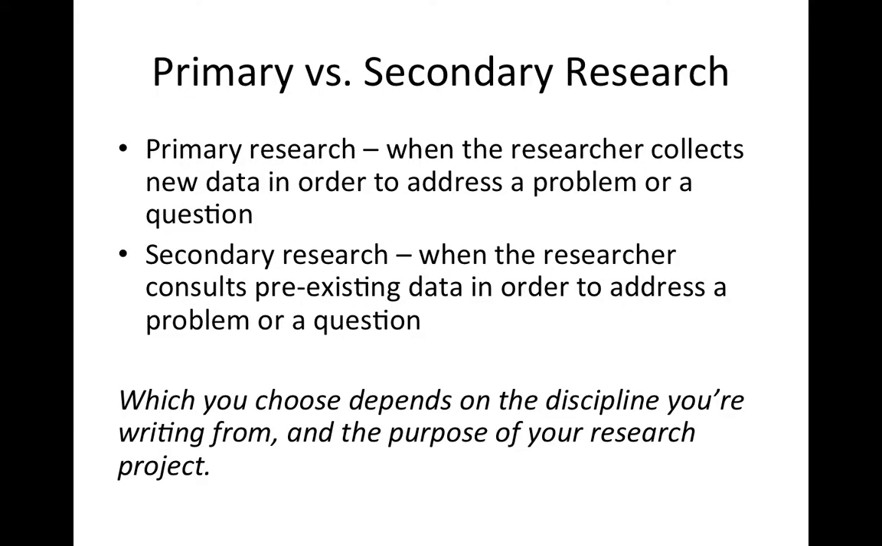Primary research is when the researcher, sometimes called the PI or primary investigator, collects new data to address a problem or question. Primary research is often published in the form of scholarly or peer-reviewed journal articles, white papers, or conference proceedings. Secondary research is when the researcher consults pre-existing data in order to address a problem or question. Which you choose depends on the discipline you're writing from and the purpose of your research project.